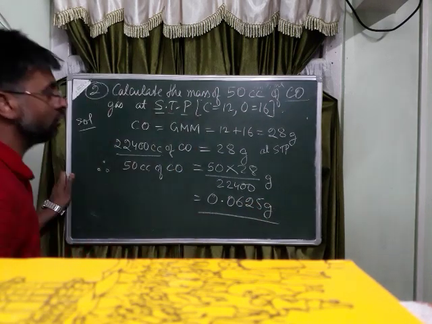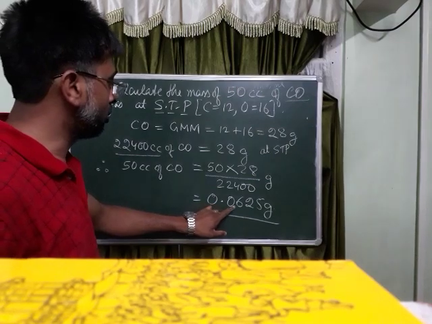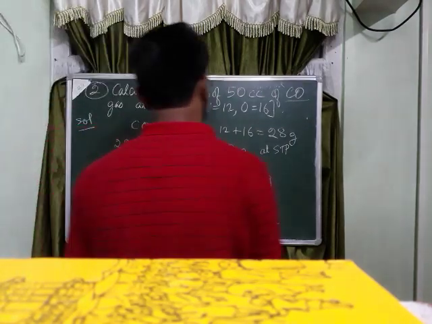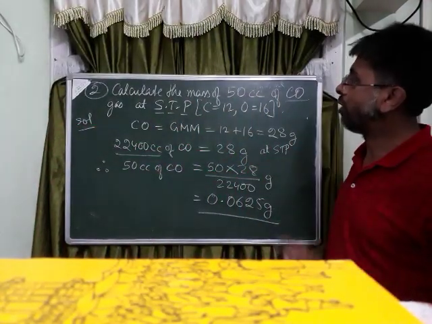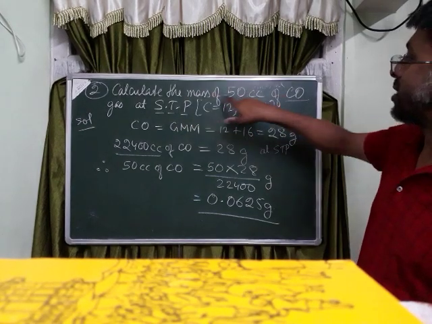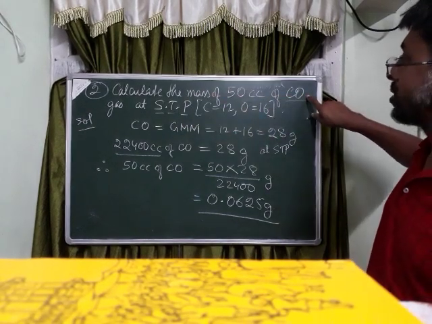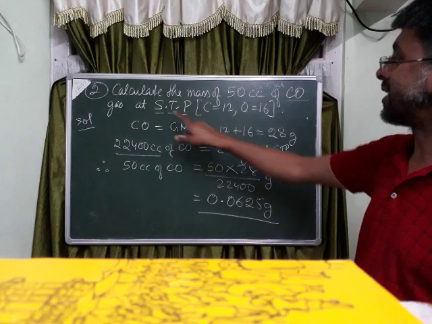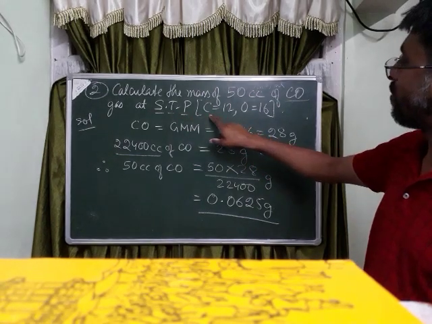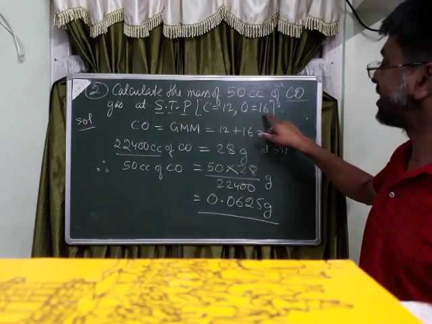On simplification, we get 0.0625 grams. So, this is how we solve the second problem. Calculate the mass of 50 centimeter cube of carbon monoxide gas at STP, standard temperature pressure, given carbon atomic mass is 12, oxygen is 16.